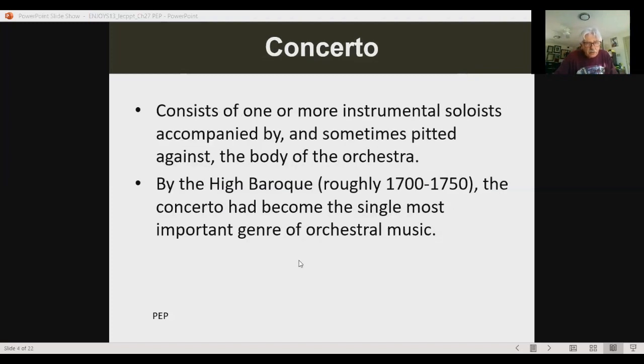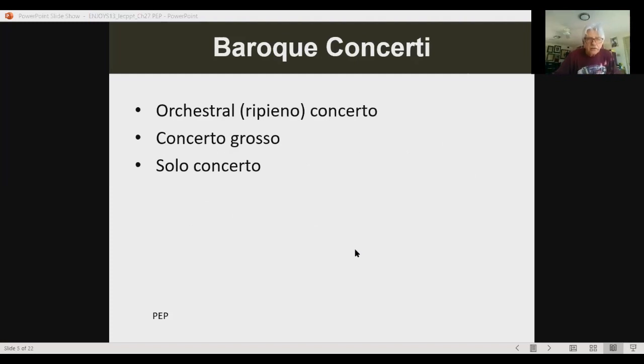Okay, now a concerto consists of one or more instrumental soloists accompanied by, and sometimes pitted against, the body of the orchestra. So this is what the thing is: small, big. And by the High Baroque, we refer to the late period, 1700 to 1750, the concerto had become the single most important genre of orchestral music. Hundreds of concertos were written by dozens and dozens of composers all over Europe: Italy, Germany, France, England.